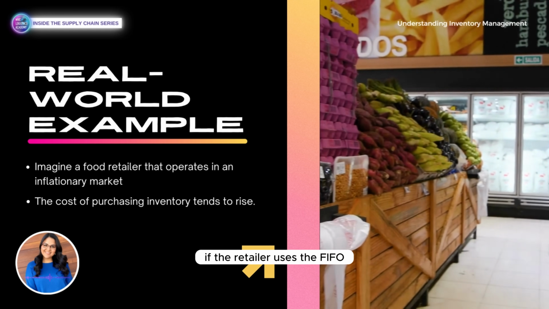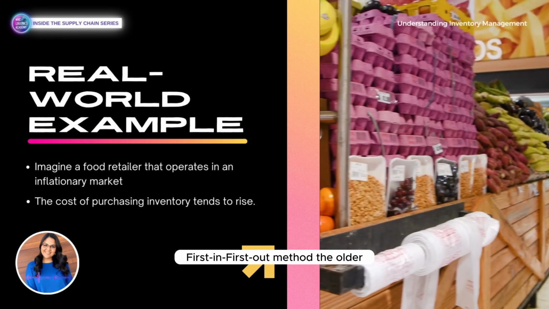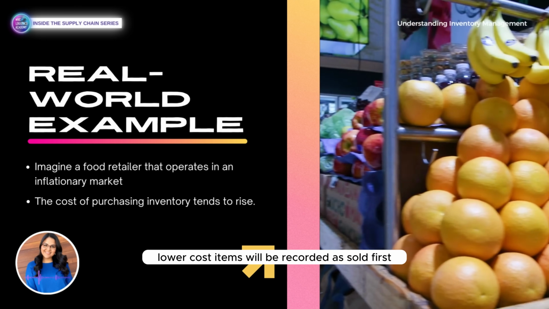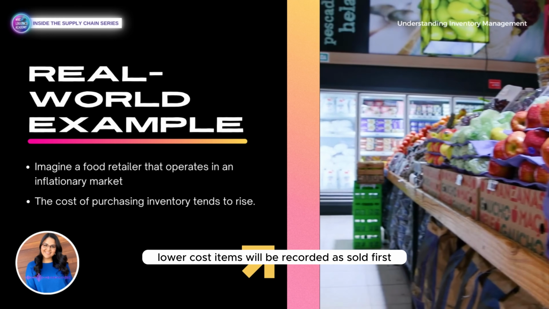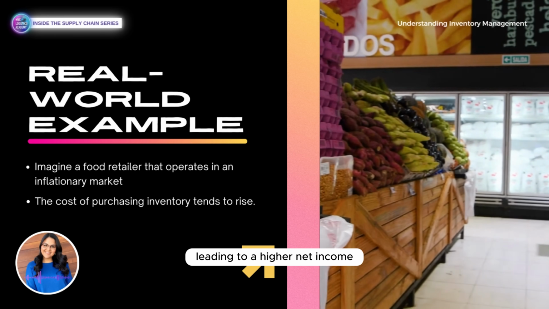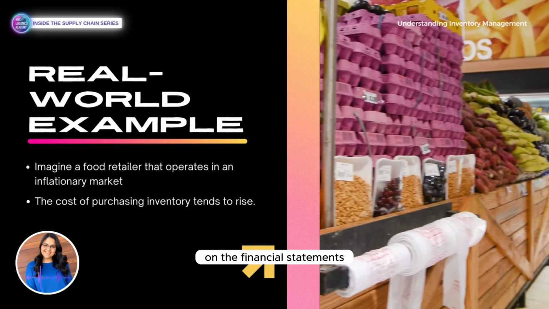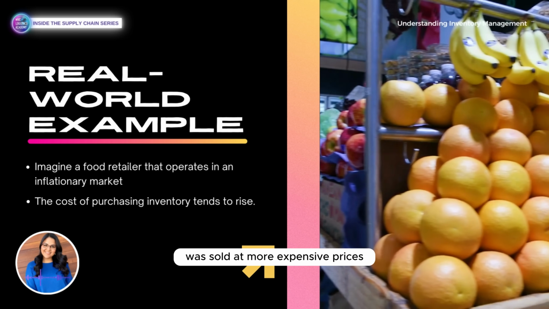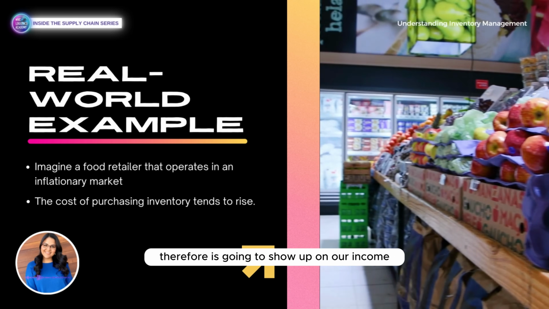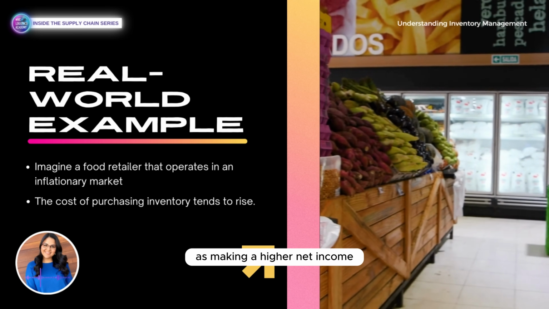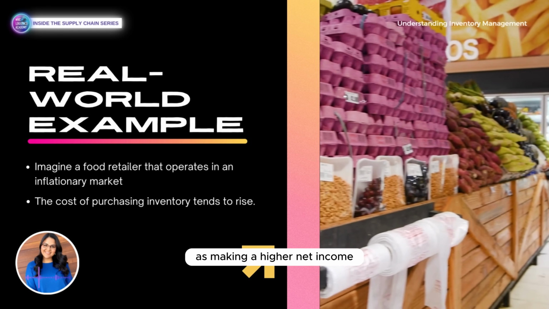If the retailer uses the FIFO, first in, first out method, the older, lower cost items will be recorded as sold first, leading to a higher net income on the financial statements. We bought it cheaper, was sold at our more expensive prices, therefore it's going to show up on our income statement or financial statements as making a higher net income.